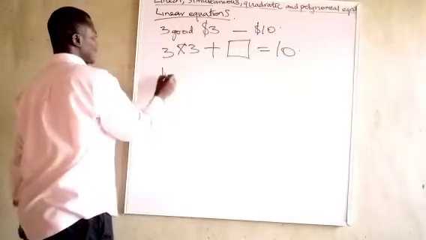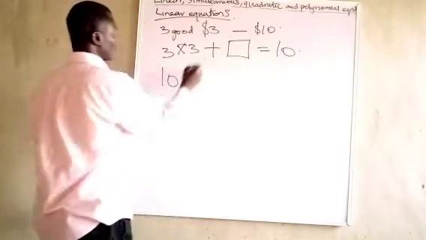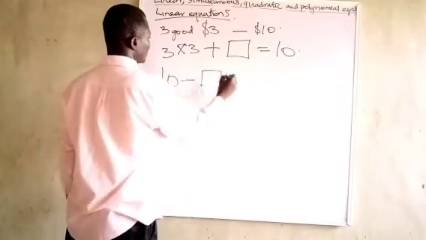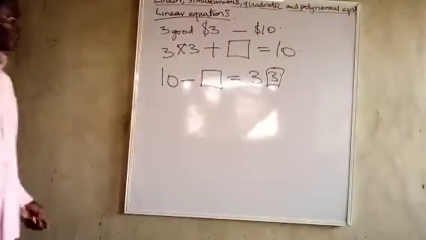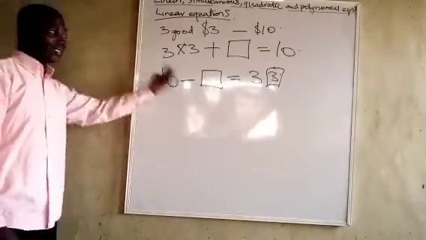Or we have something like this: 10 minus this, 3 times 3 for the goods. So this is the basic thing. This is all we are doing in linear equations.